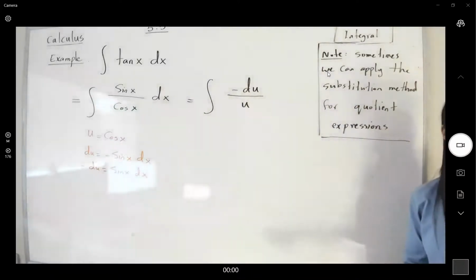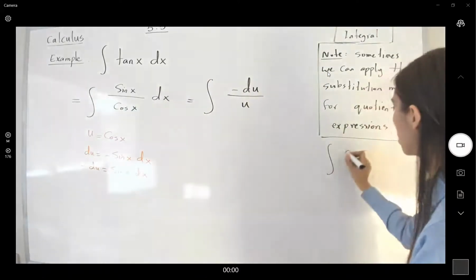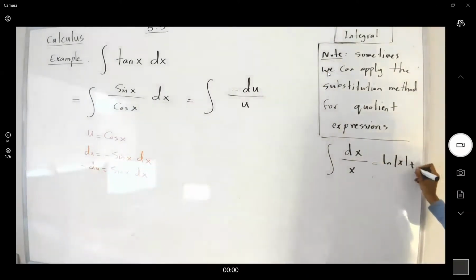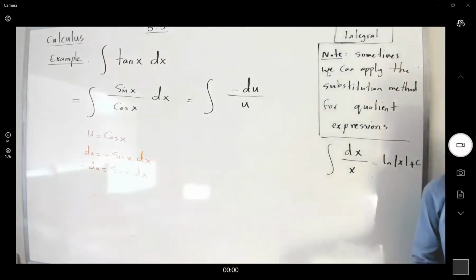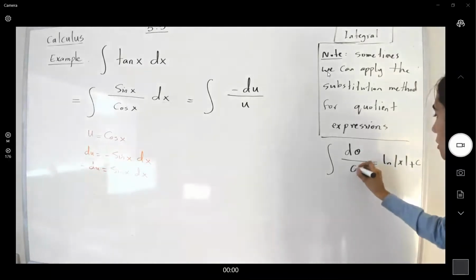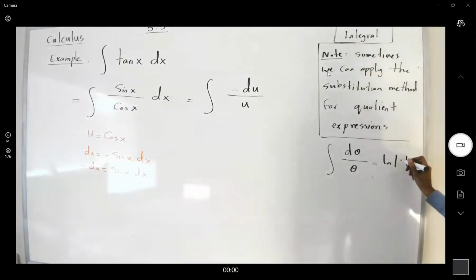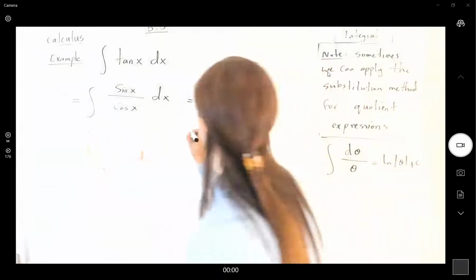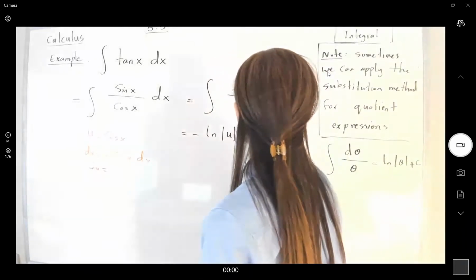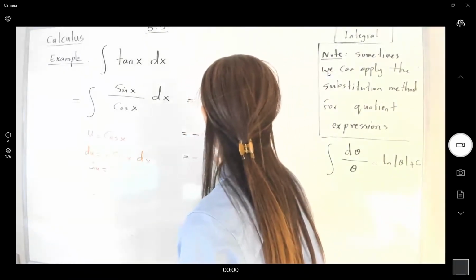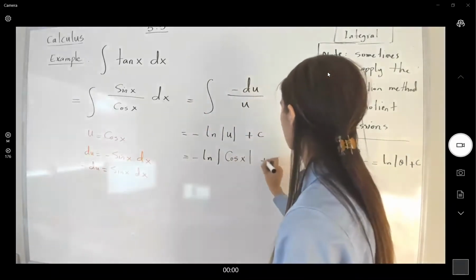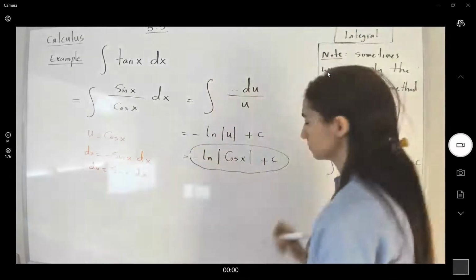You know how to take this integral? Of course. You know that the integral of dx divided by x is ln of absolute value of x plus c. But this is just a variable. I can switch that by theta, by y, by t, by anything that I like. It doesn't have to be x. So this is equal to minus ln of absolute value of u plus c, or minus ln of, what was u? Cosine x. ln of cosine x plus constant of integration.